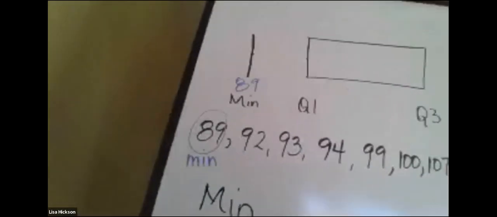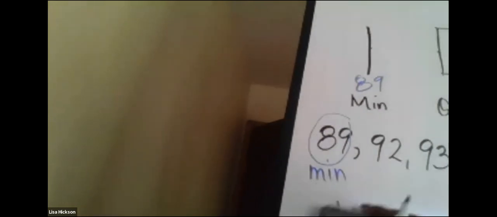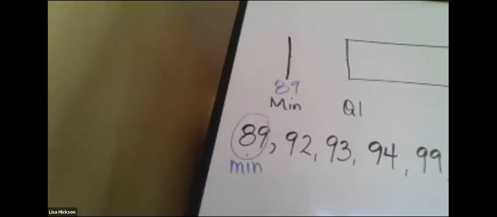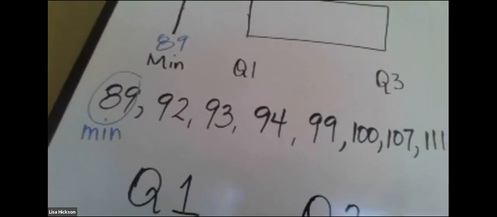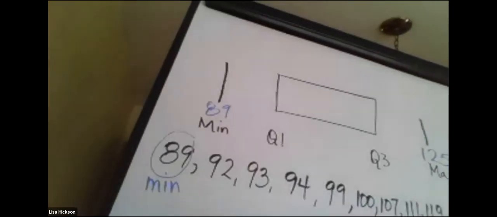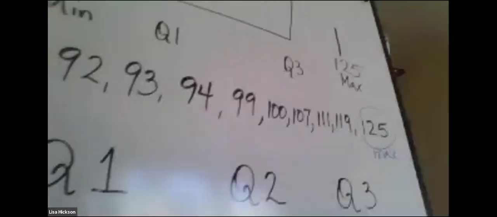So now, let's talk about the math part. Remember, we find the middle of the data set first. So we find Q2 first. So for our Q2, first of all, how many terms do we have? 10. Yep.